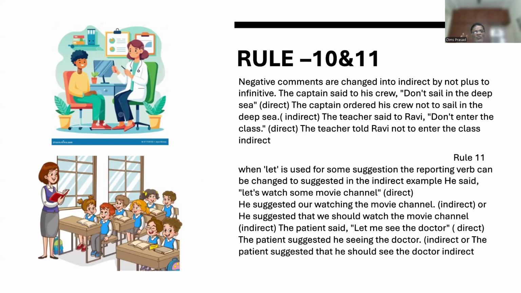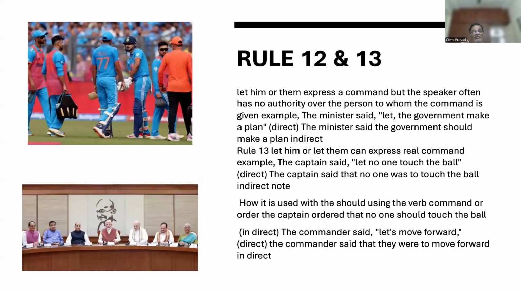You must be thorough with the tenses. Okay, simple present changes into simple past, present continuous changes to past continuous, like that. Okay. Let him or them can express a command, but the speaker often has no authority over the person to whom the command is given. Example, the minister said, let the government make a plan. You cannot say the minister commanded. Okay, the minister said the government should make a plan. That is the indirect speech.